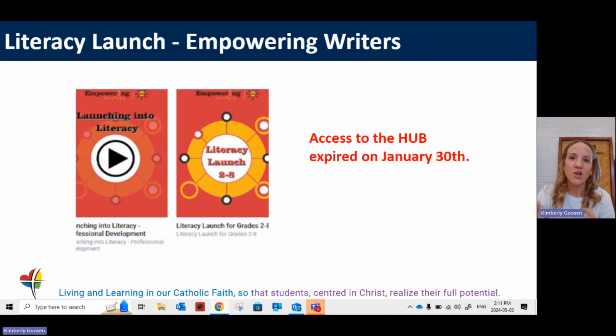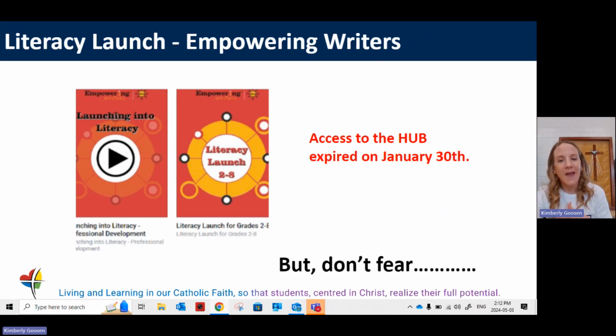So the literacy launch is such a great thing to start in your September, October literacy programs, but basically gets them started on genre, how text is organized in a narrative and expository, looking at how to annotate and how to identify different features. And so we did have access to the Empowering Writers Hub this year, where you could actually go on and they had tons of slides and all the lessons were laid out for you. Now, this did expire on January 30th, but don't fear, we still have this because we do have the resources.